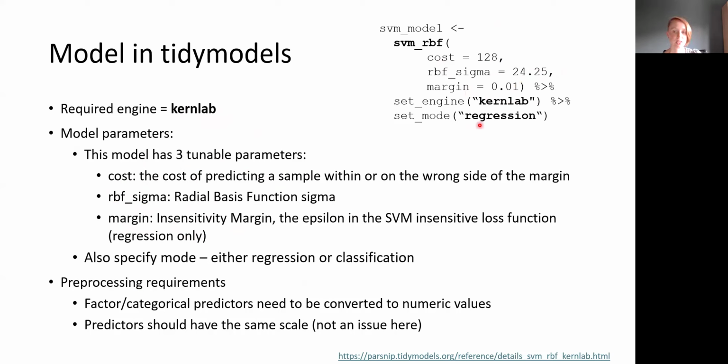This time we also have to set a mode, which we didn't last time. This is because support vector machines can do either classification or regression, so we have to say which one we want. So in this case, we're doing regression. Pre-processing requirements for this are we need factor or categorical predictors to be converted to numeric values. We saw that earlier. And our predictors should have the same scale. This isn't an issue here, but this is just making sure you don't have a really high chunk of values and a really low chunk of values for different predictors, essentially.